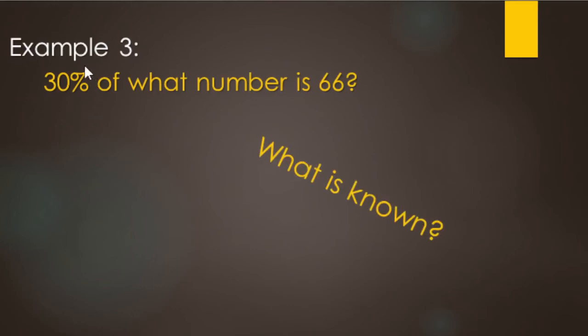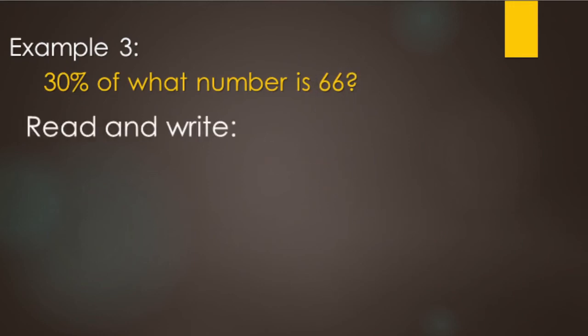So what is known? Well, we know the percent. We don't know of how many, and we know that that percent is going to be 66. So now we're just going to read this out and write an equation here. So 30%. We don't do calculations with percent, so we are going to change that to a decimal. So move the decimal place over 2 spots, so it's 0.3 of, in math normally means multiply. And then what number? Well, we don't know what that number is, so we're just going to give it a variable, b if you want. And then is in math means equals, and then 66. So there we go. We have an equation there.